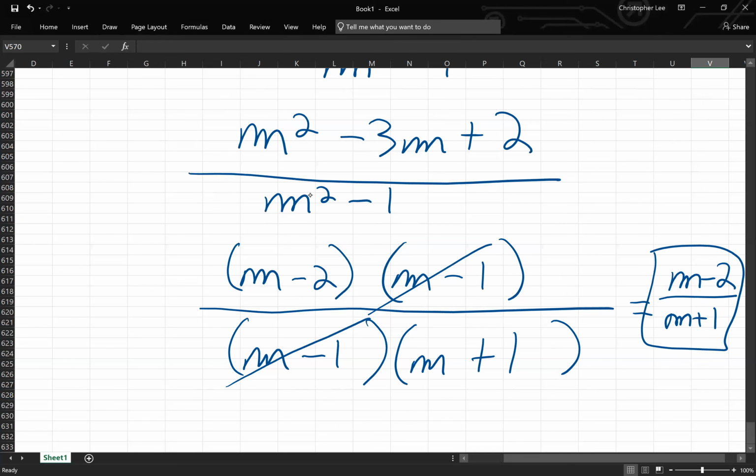Boom. If we were going to do an excluded value, you already know. This is going to be m equal to what two numbers? Set the denominator equal to 0. What would be my excluded values here? 1 and negative 1. That's it.